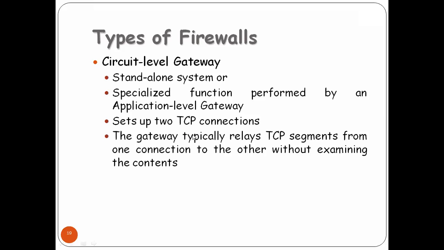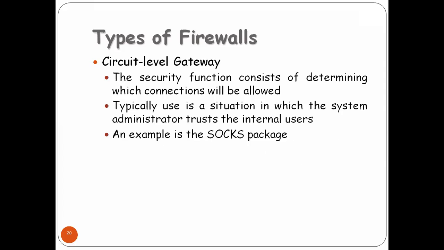It sets up two TCP connections. The gateway typically is a relay of TCP segments from one connection to the other without examining the content. So how to see about the content, how it is followed. Then the security function consists of determining which connections will be allowed. It is typically used in a situation in which the system administrator trusts the internal users. So how it is used for internal users. For example, see about the SOCKS package. It is one of the packages available in the system.